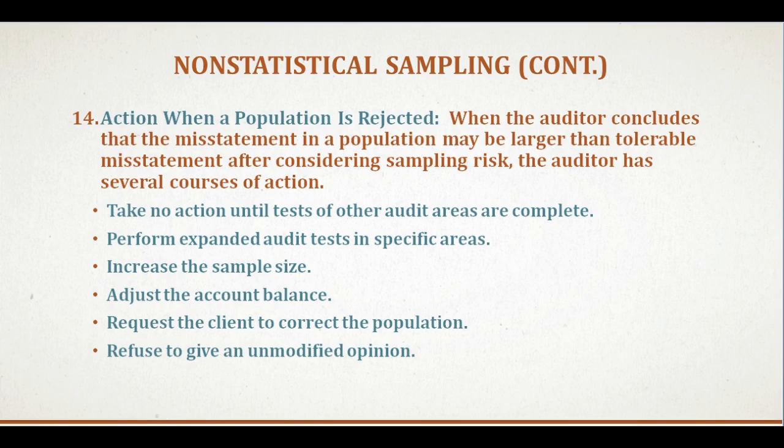The auditor can take no action until the tests of other audit areas are completed, or the auditor may perform expanded audit tests in specific areas. The auditor may increase the sample size. The auditor may adjust the account balance. The auditor may request the client to correct the population, or the auditor may refuse to give an unmodified opinion.